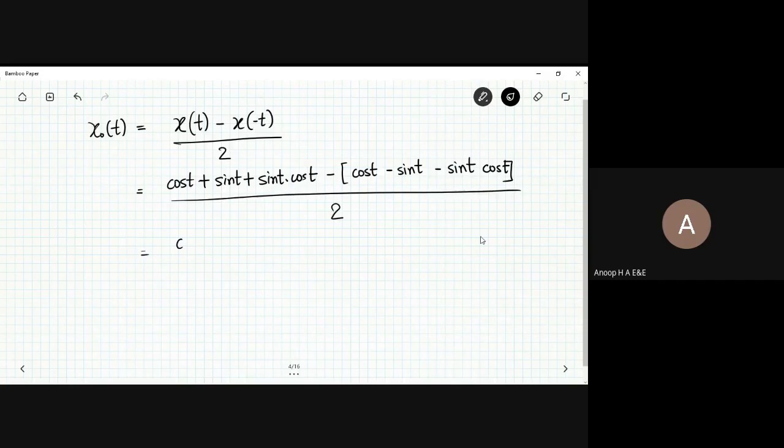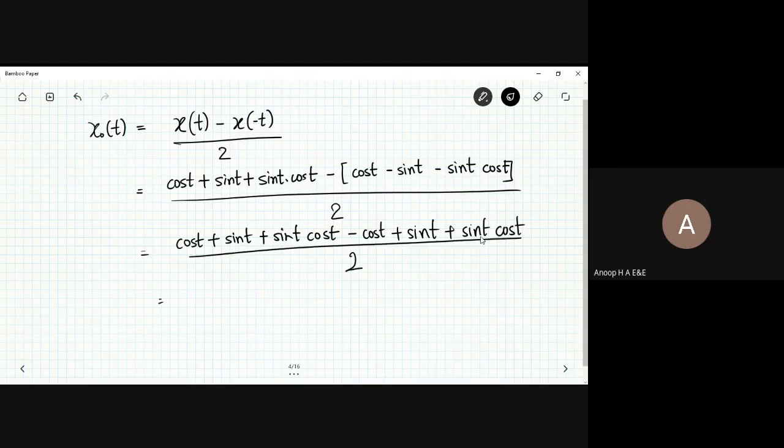So what are you going to get? Cos t plus sin t plus sin t into cos t, minus cos t plus sin t plus sin t into cos t, divided by 2. So what is left is 2 times sin t plus 2 times sin t times cos t, divided by 2.